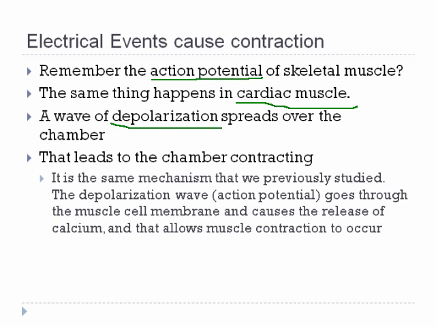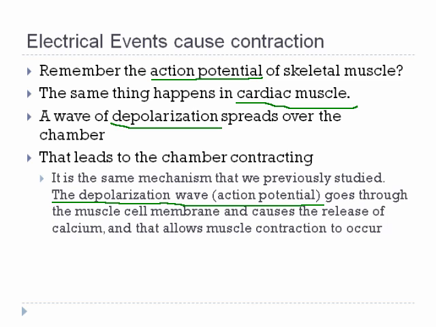Cells in cardiac muscle are connected by something called gap junctions, so that sodium can diffuse into adjacent cells. So a whole wave of depolarization goes over the atrium of the heart, and that causes it to contract. And that depolarization continues and spreads over the ventricle of the heart and causes that chamber to contract. It's the same mechanism that we previously studied.